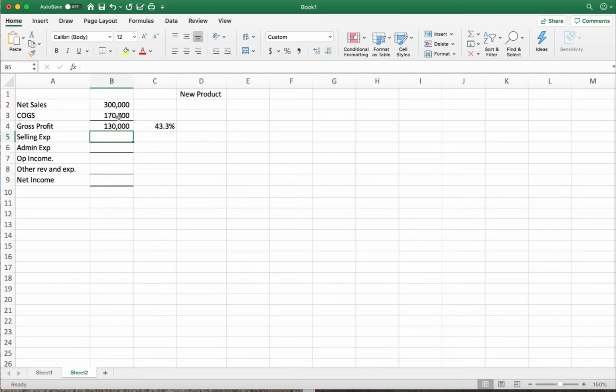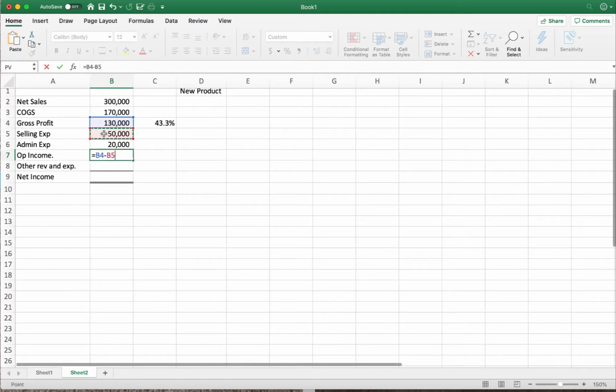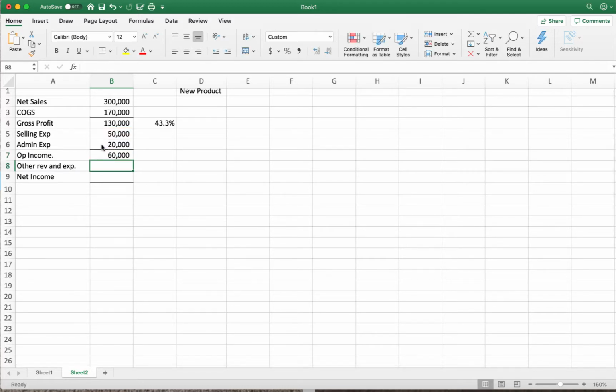So if you see here, we have the multi-step income statement. So I'm going to go ahead and enter in my costs, right? They tell us that the selling expense is $50,000. They tell us that our administrative expenses are $20,000. And if we take the difference, meaning we take our gross profit and subtract out our selling and our administrative expenses, we end up with operating income. I abbreviated that. It just says op income.